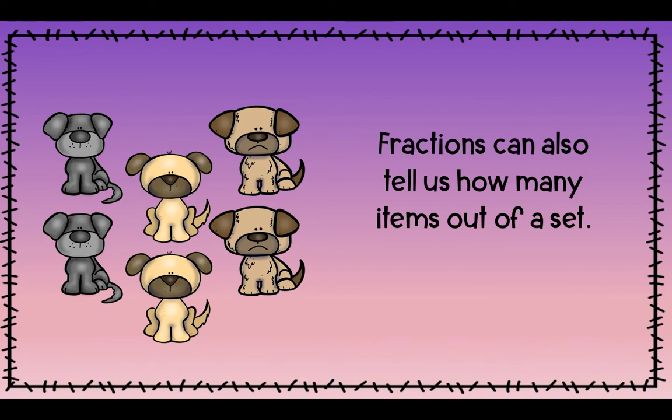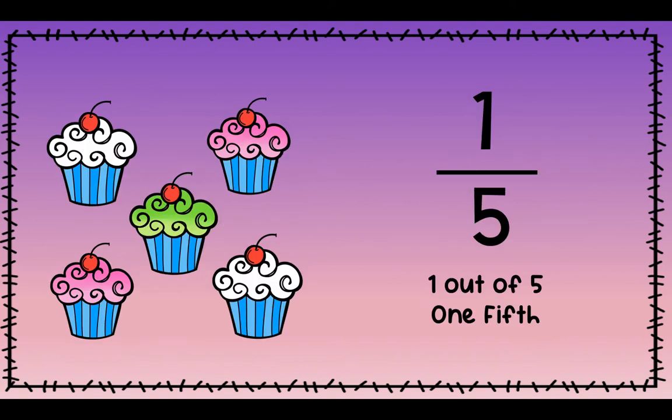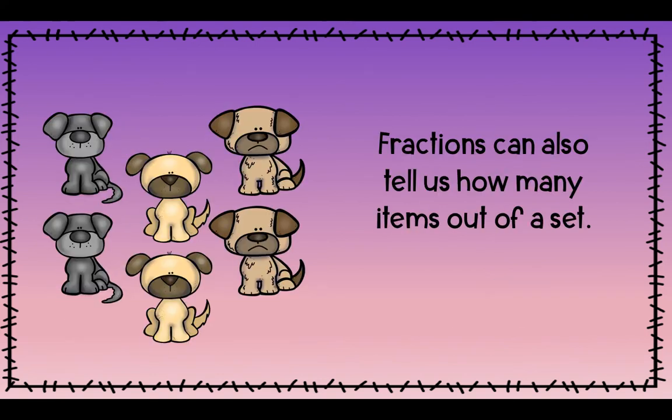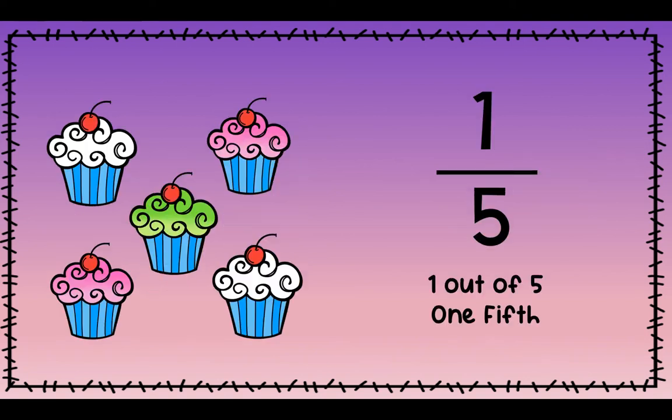Fractions can also tell us how many items there are in a set. So taking a look at those puppy dogs, we could say that there are 2 gray puppy dogs out of 6 puppy dogs altogether. We could also say that there are 2 sad puppy dogs out of 6 puppy dogs altogether. Or that there are 4 brown puppy dogs out of 6 puppy dogs altogether. Fractions can also work for those kinds of sets.